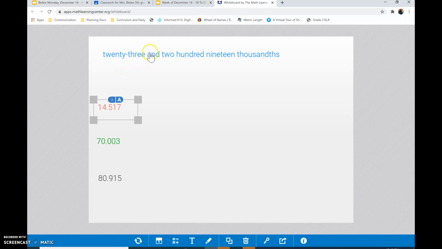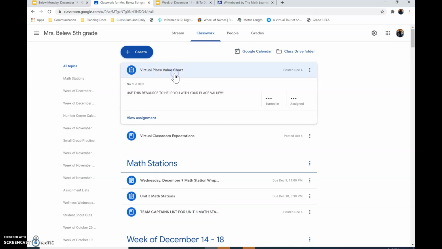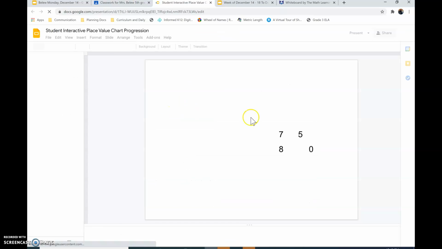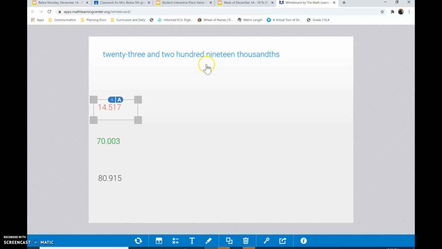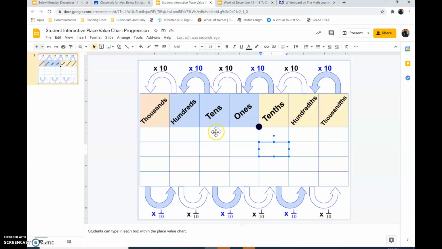This says 23 and 219 thousandths. Remember that anything before the word and is the whole number. So if I wanted to go to Google Classroom and click on the virtual place value chart, I most definitely could. Sorry, you can tell I used it for something else, so there is writing in it. So let me go ahead and get rid of it. So let's look at that. It was 23 and 219 thousandths. So I'm going to go to my interactive place value chart.